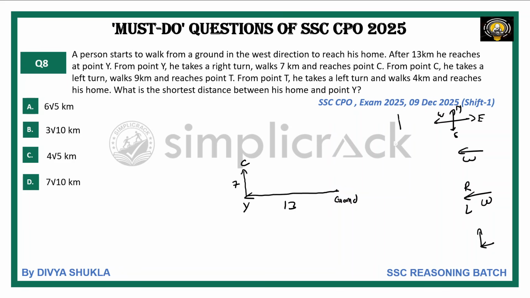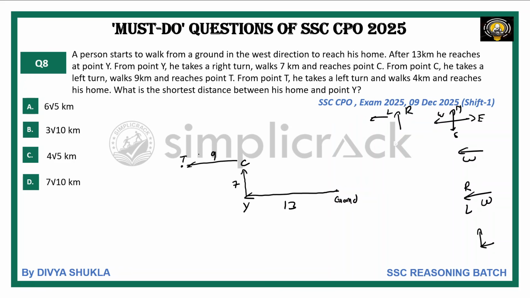If a person is going in the north direction, this is left and this would become right. And if he takes a left turn, that means he is now going in the west direction. So from point C, he takes a left turn and walks 9 kilometers. So I can say that this much is 9 kilometers approximately, and reaches point T.